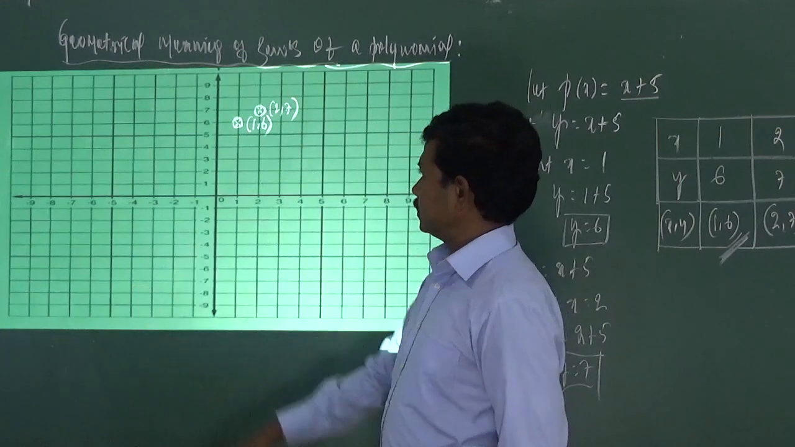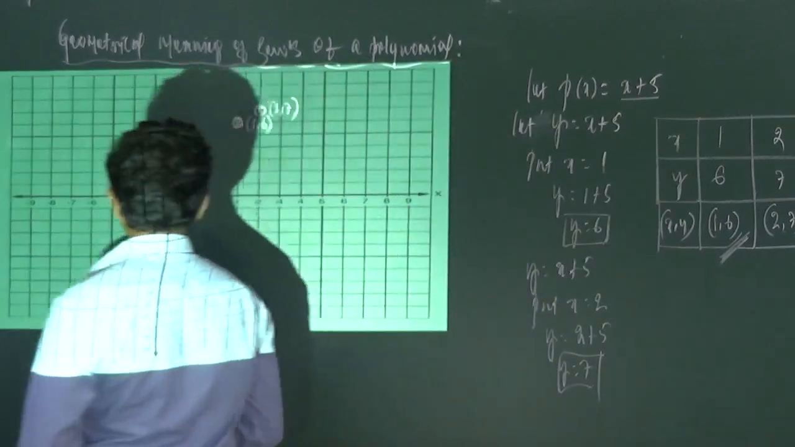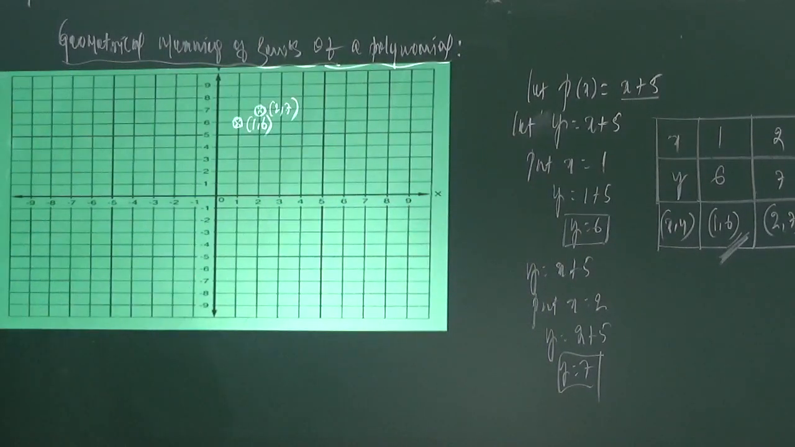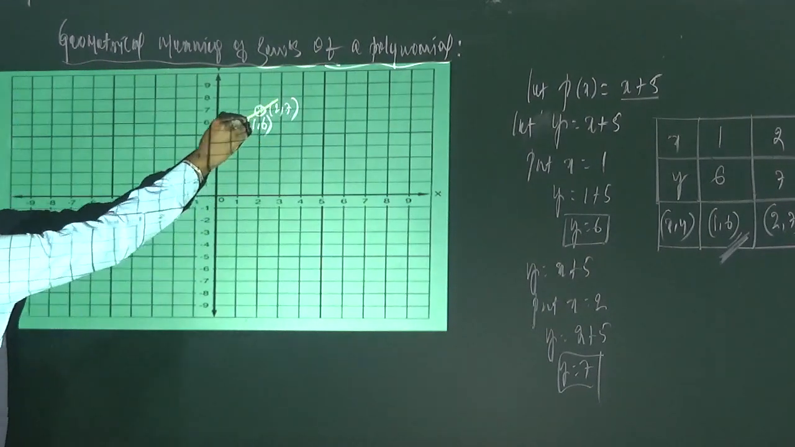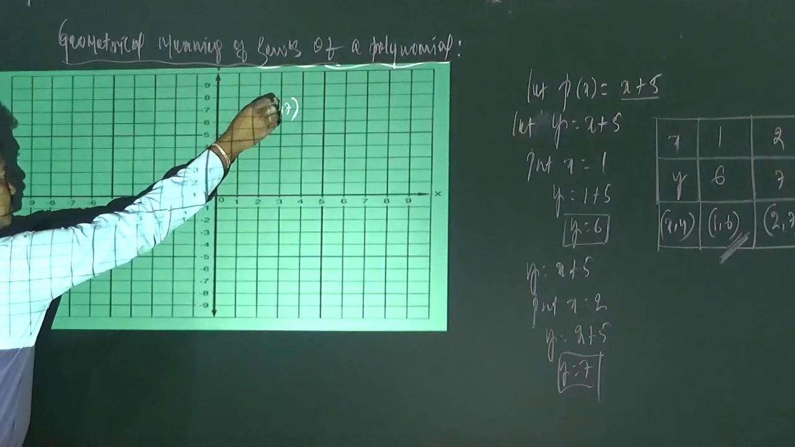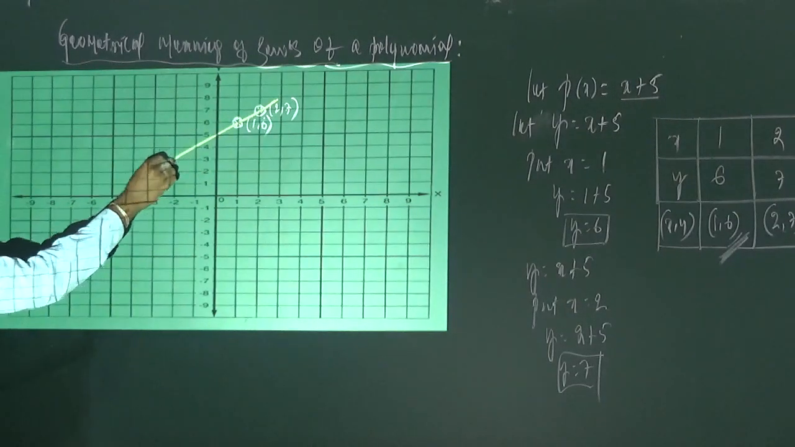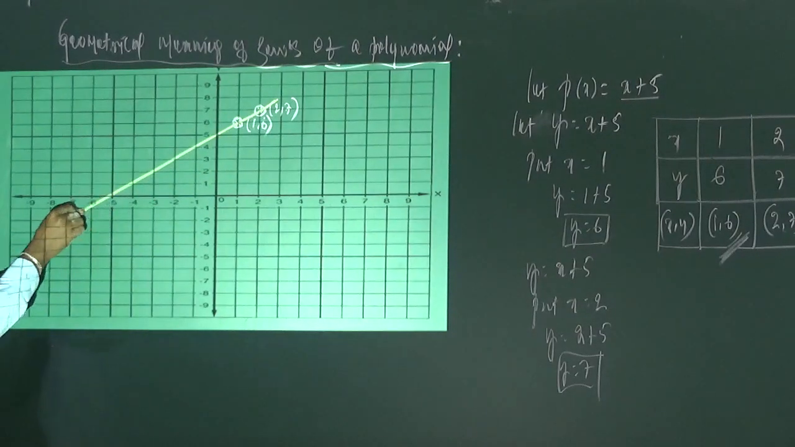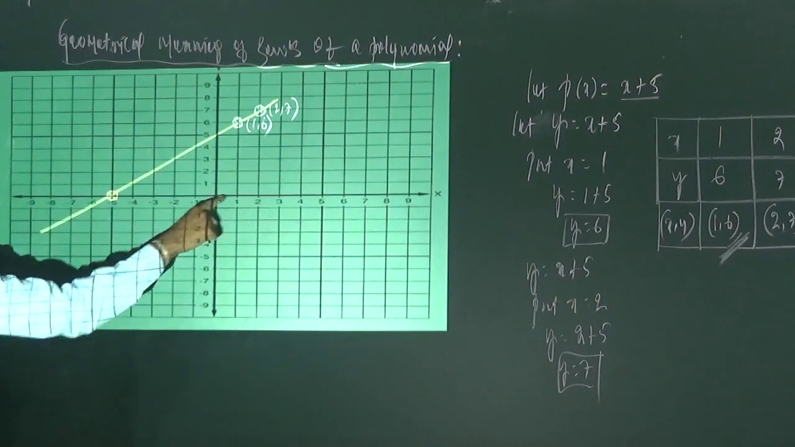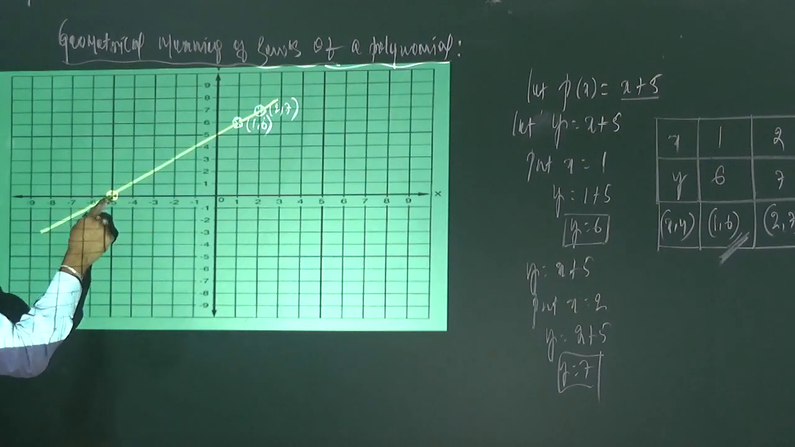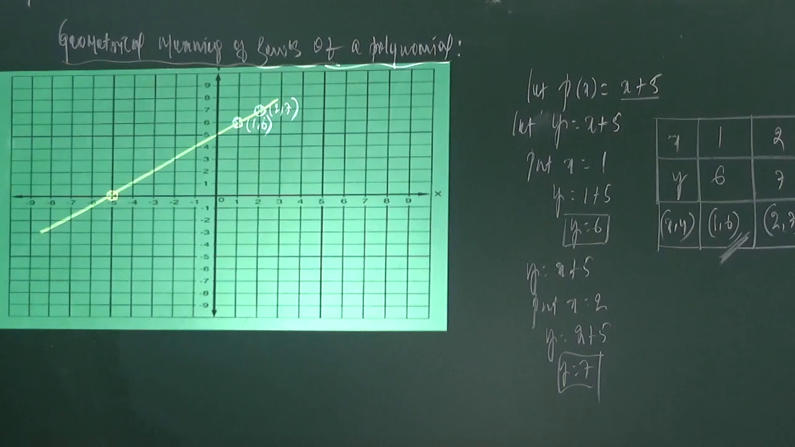So now we will draw a straight line through it. I am going to draw a straight line through this. The straight line passes through this point; you can see here, it intersects the x-axis at this point, and this is read as -5. You can easily see here. So these are the 2 points, 1, 6 and 2, 7.